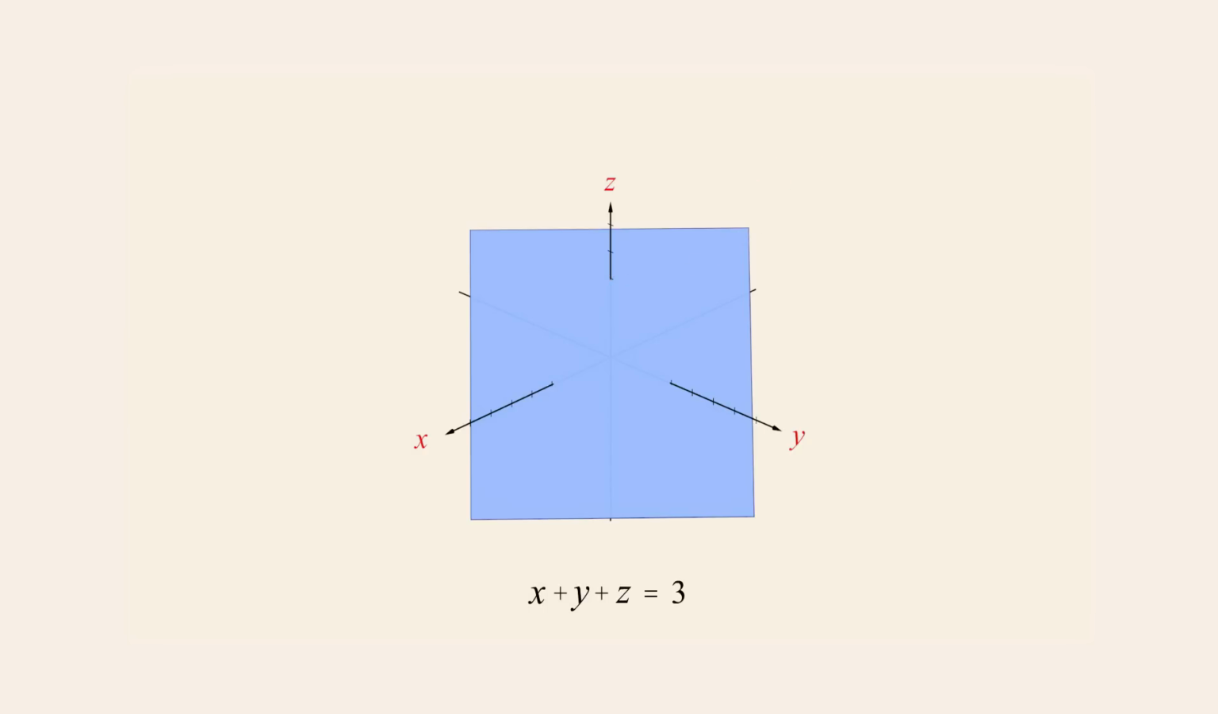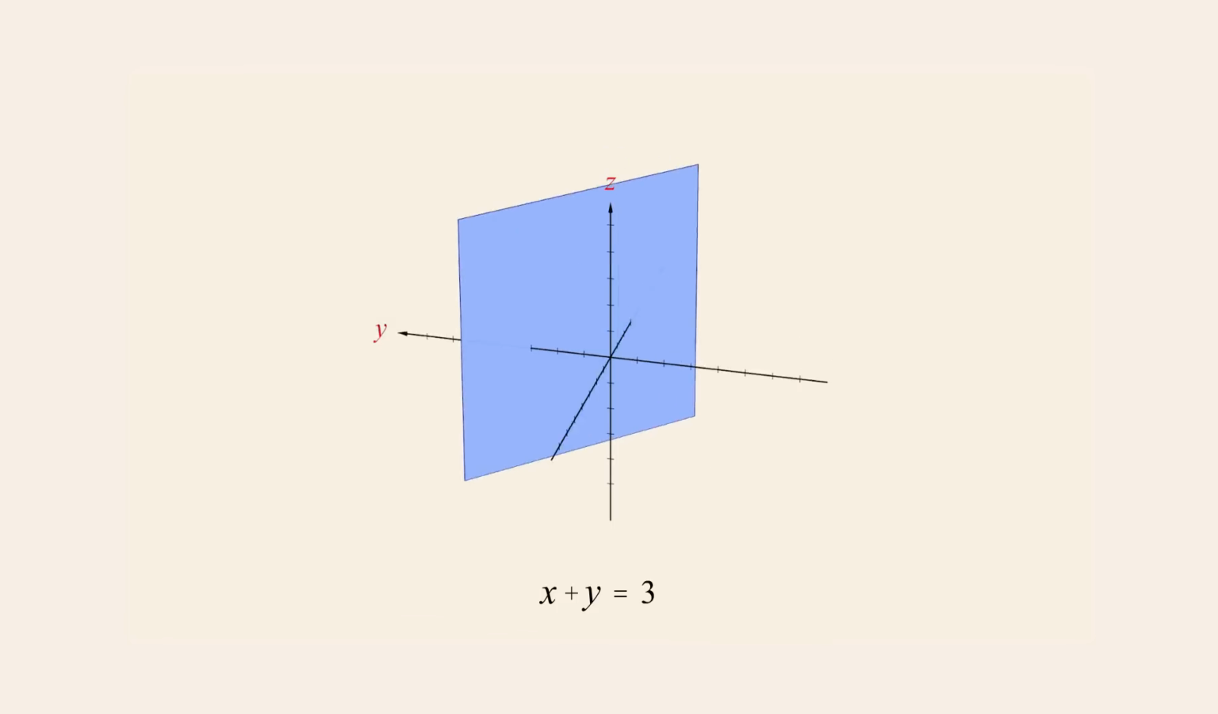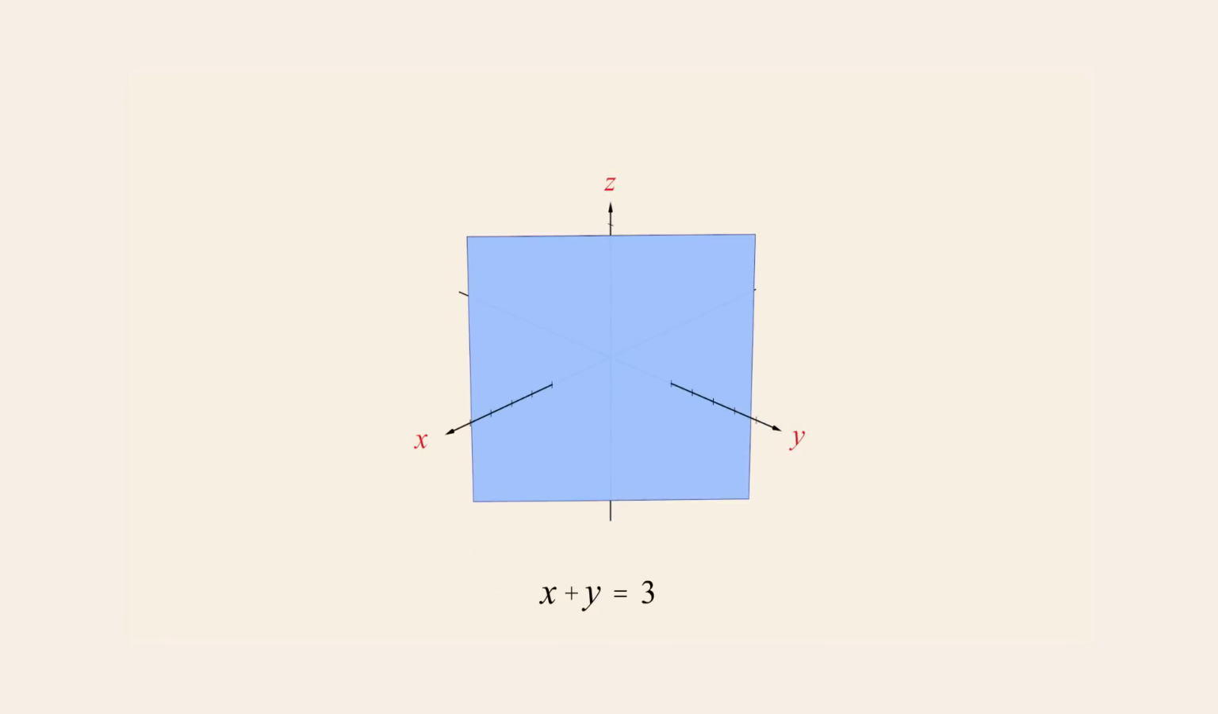On the other hand, the plane corresponding to an equation which does not contain the variable z will be parallel to the z-axis. The plane will either contain the z-axis or have no z-intercept. For example, if we eliminate z from this equation, we get the equation x plus y equals 3. This plane has no z-intercept. Since this plane never intersects the z-axis, it is parallel to that axis.